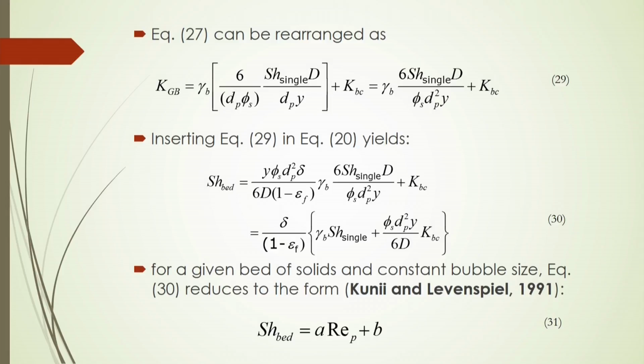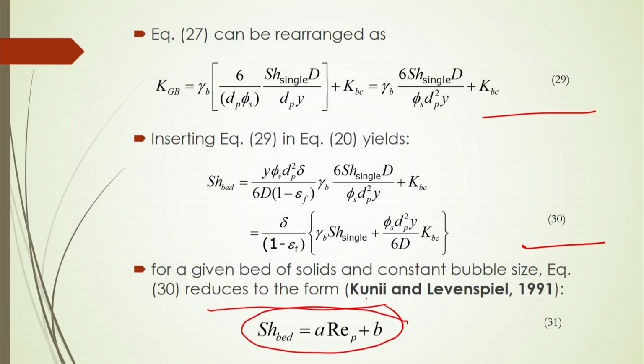Now, equation 27 can be rearranged as equation 29, and inserting equation 29 in equation 20 will give you equation 30. So, for a given bed of solids and constant bubble size, equation 30 reduces to a simple form: the Sherwood number of the bed will be equal to A into Rep plus B, where A and B are the respective parameters as per simplification of equation 30.